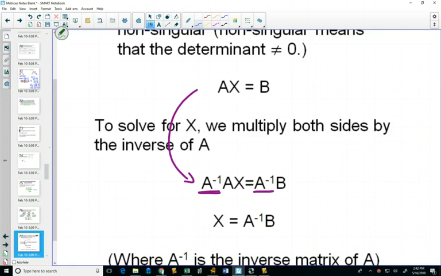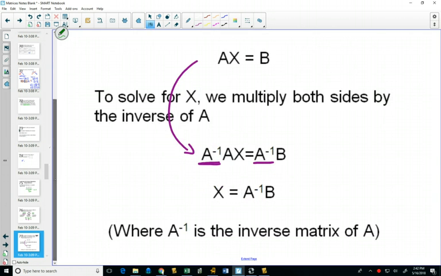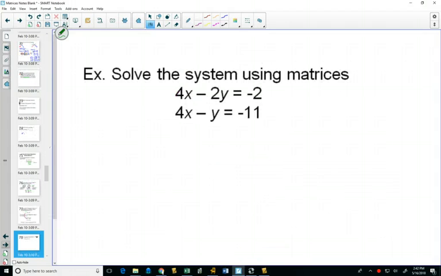And so now this becomes the identity matrix, which means you just get x on this side, and x is equal to A inverse B. Because A inverse and A cancel each other. That's right.